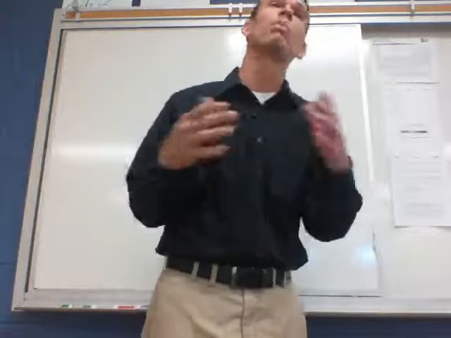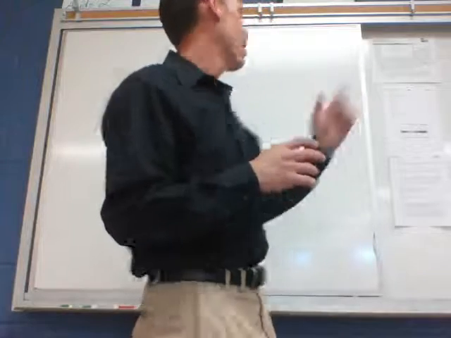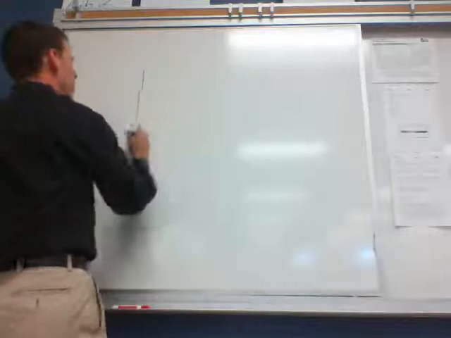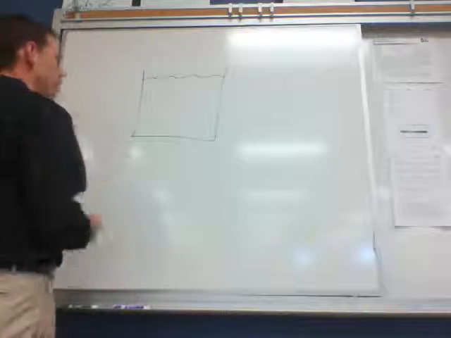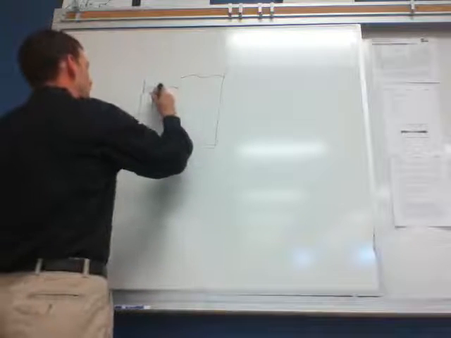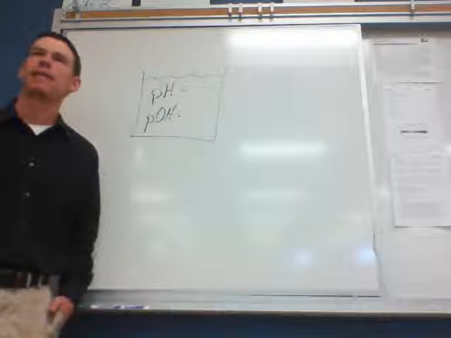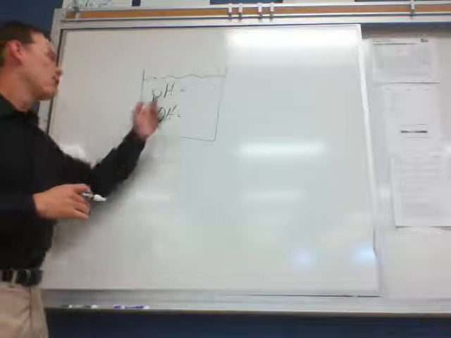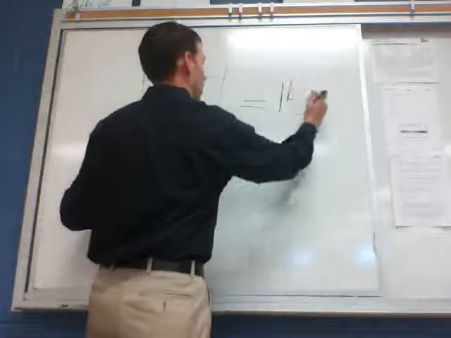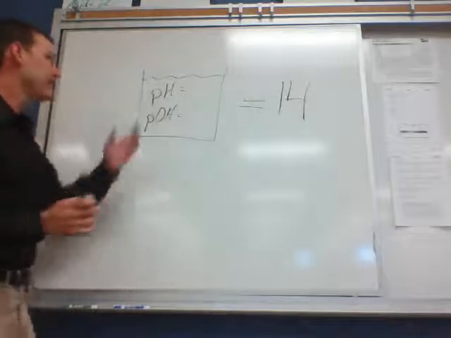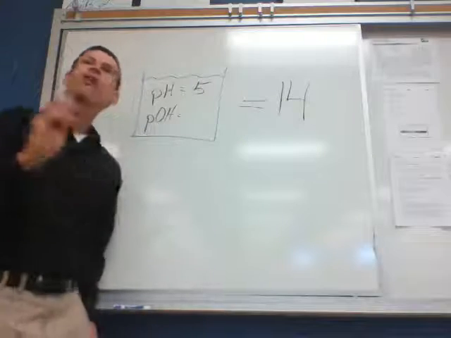pH looks at how acidic something is, where pOH looks at how basic it is. All right, it's the power of hydrogen versus the power of hydroxide. But what I want to show you is that in any given beaker, in any given solution, you draw what I draw. Every solution has a pH and a pOH. It's got both numbers simultaneously. And all you need to understand for these two values is that when you add them together, they always equal 14.